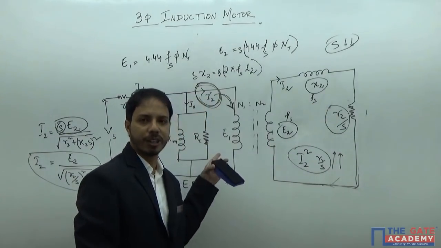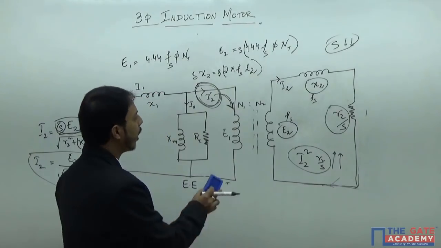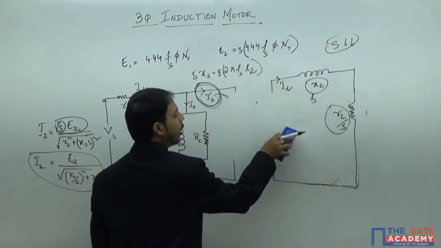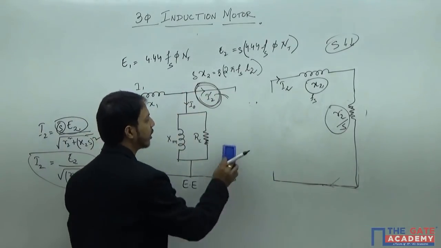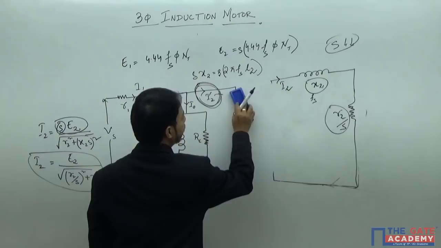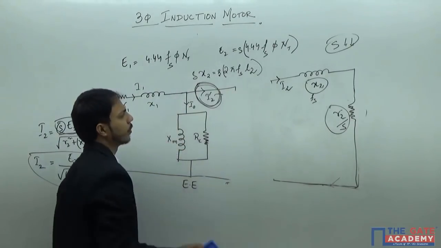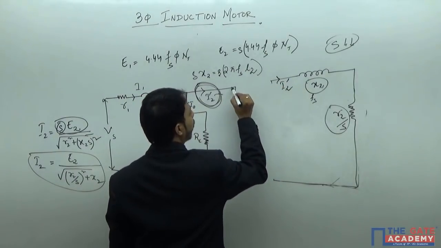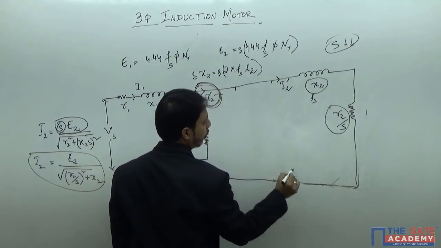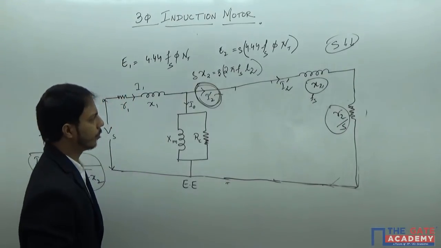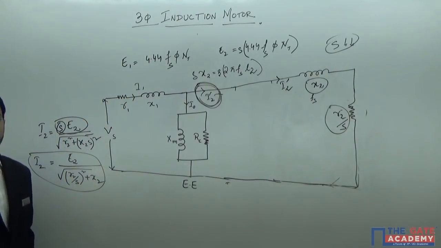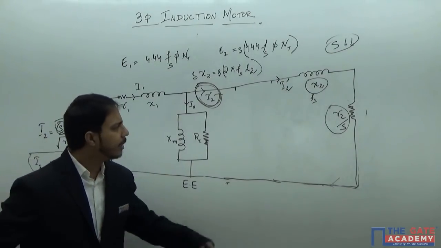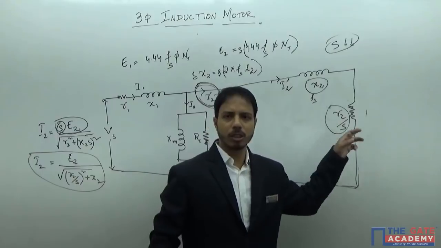Now I can refer it. When I refer it, I can remove this. So E2 will become E1 if I refer, as simple as that. So this I2 will become I2 dash, and that's it. So this is my equivalent circuit now. That is the reason why we have R2 by S, not only R2.